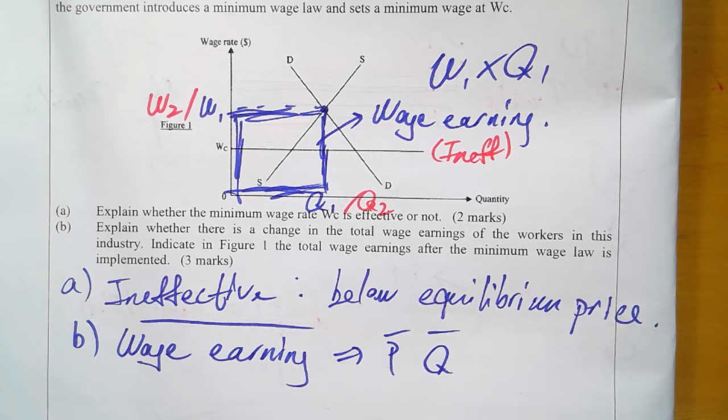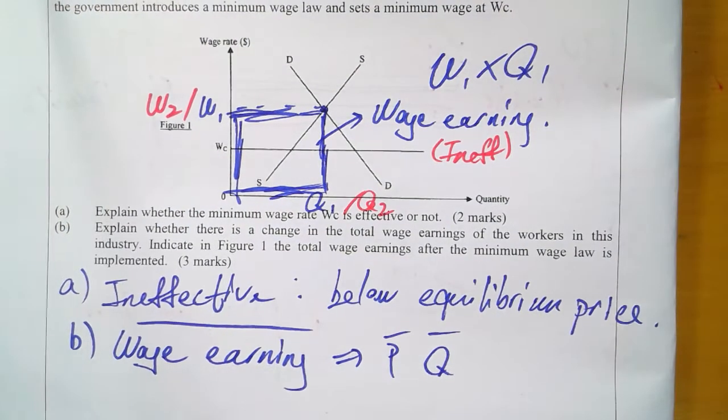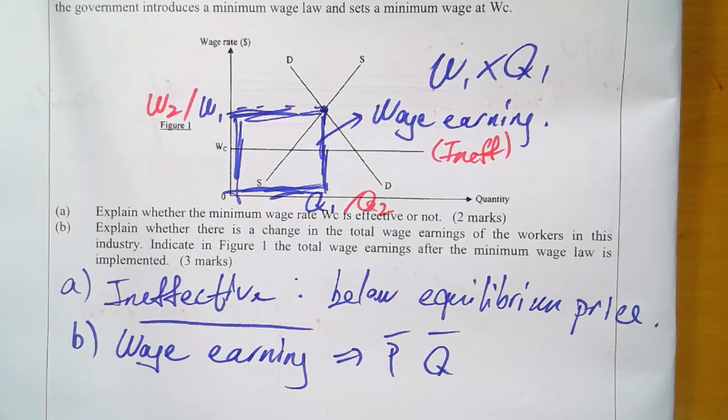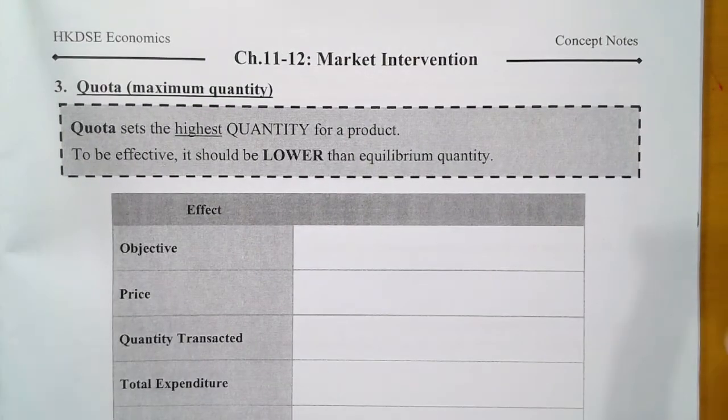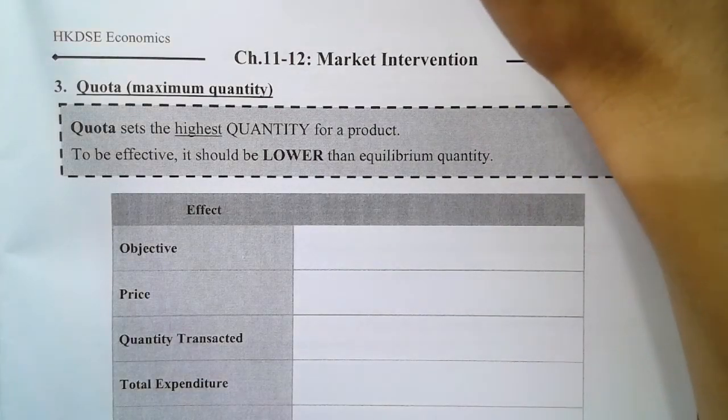In fact, as you see, price floor and price ceiling, you should revise them together. They are just the exact opposite. Nothing really too special about them. All right. Now, for the next video, we're going to talk about quota. Now we are done with price control. Next time we will talk about quantity control.